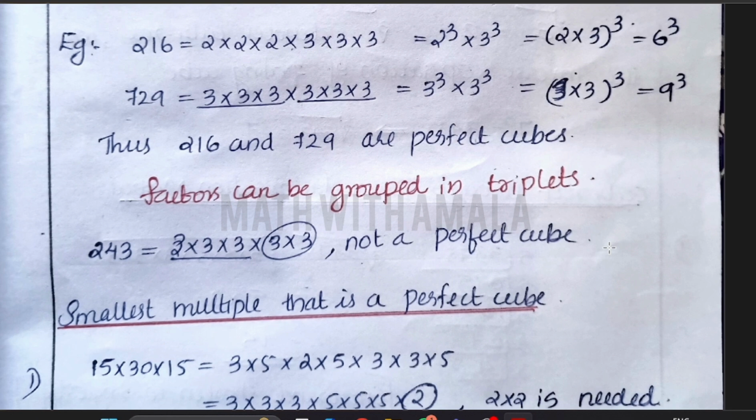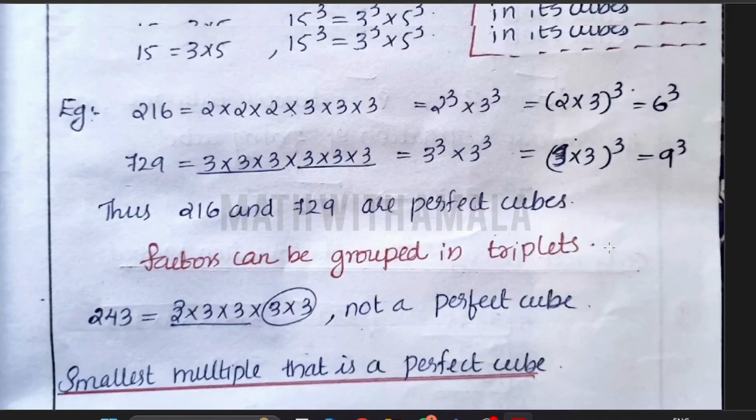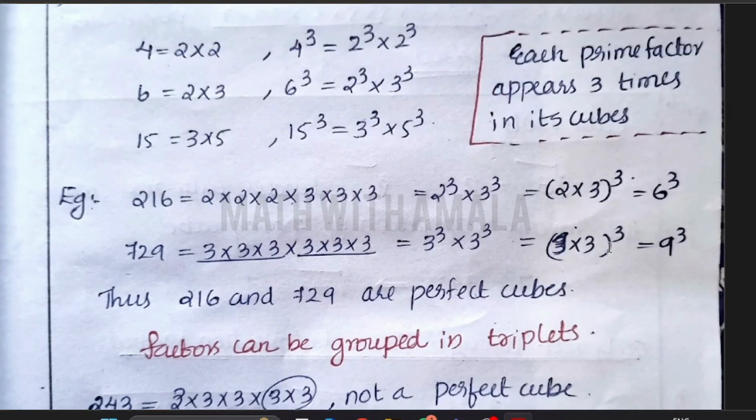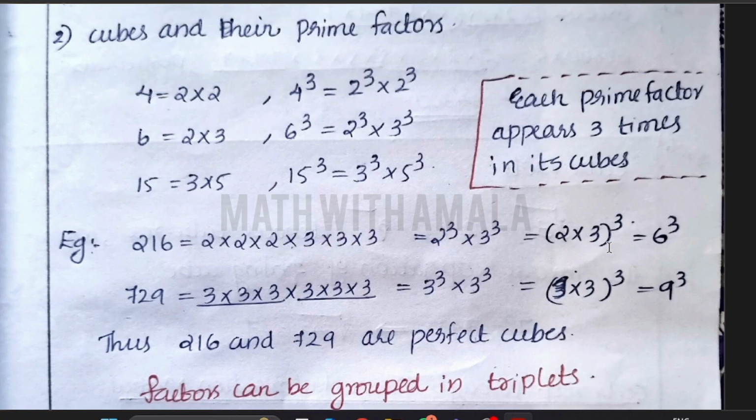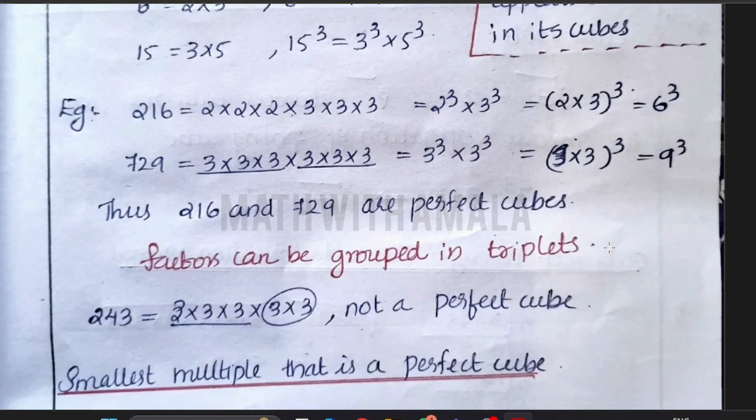In total, you can write it as 2 into 3 the whole cube, that is 6 cube. So 729 can be written as 3 cube into 3 cube, that is 3 into 3 the whole cube also, which is equal to 9 cube. Thus 216 and 729 are perfect cubes. They can be written in the form of the cubes of their factors. Factors can be grouped in triplets. In this case, we are grouping the factors in triplet form.